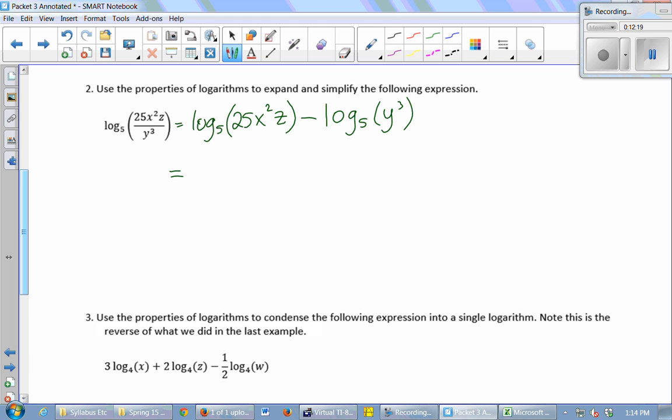So look at this first logarithm, log base 5 of 25x squared z. That's a product, right? That's 25 times x squared times z. So I'm going to use the product expansion. This is going to become log base 5 of 25 plus log base 5 of x squared plus log base 5 of z. And then I still have my minus log base 5 of y cubed.